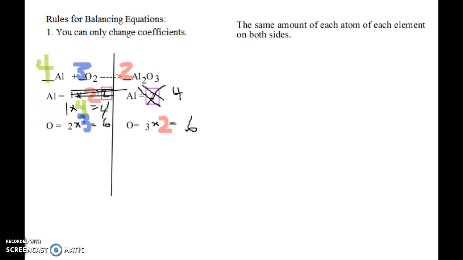All right, now I can double check again. I have 4 aluminums on each side and 6 oxygens on each side. So as you notice here, sometimes you got to start over with the coefficient, and that's the advantage of writing them out, especially for the ones that are a little bit more complex.